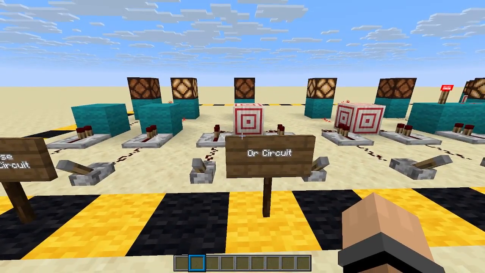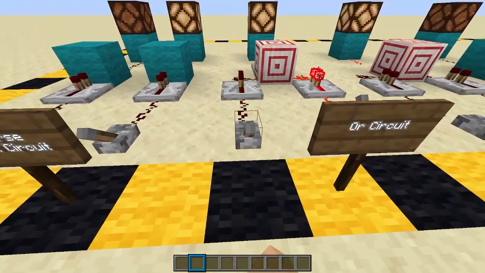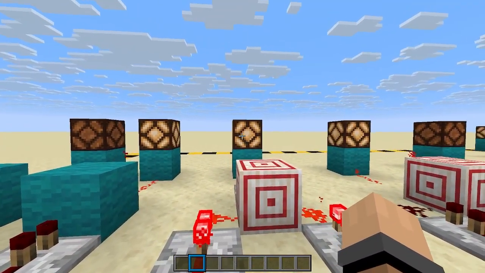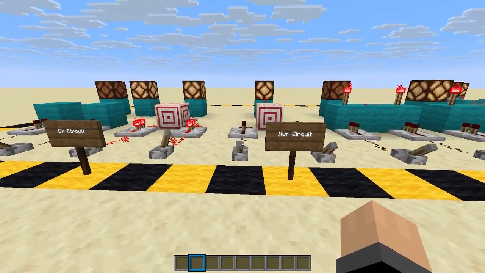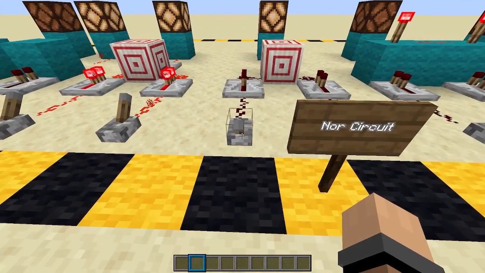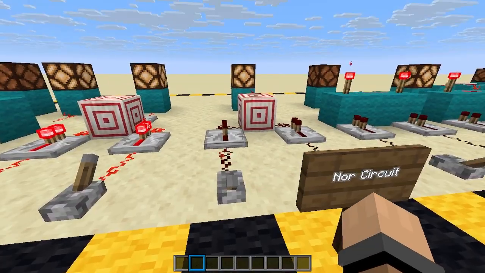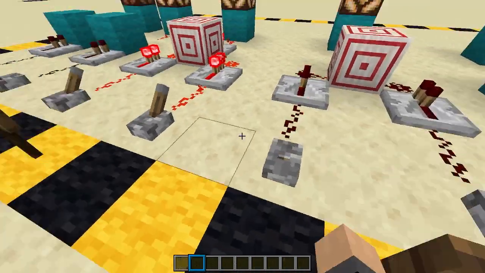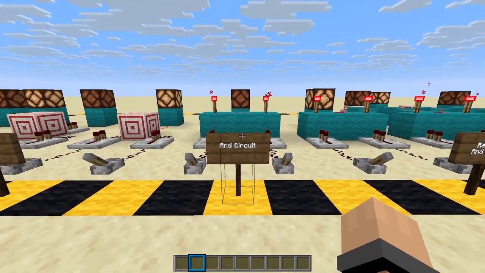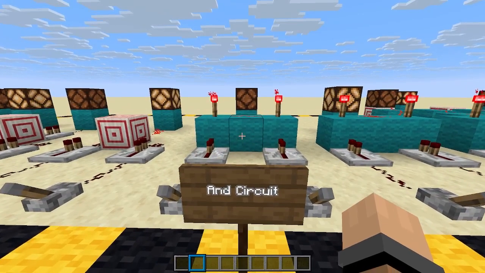Next, we have the OR circuit. This is for you to flip either one of these, both of them, doesn't matter, and it'll put out a redstone signal. Next is the NOR circuit. If you flick either of these, it'll make it so that the redstone signal coming out turns off, opposite of the previous one. Now we're getting to the slightly complicated ones, which is the AND circuit.